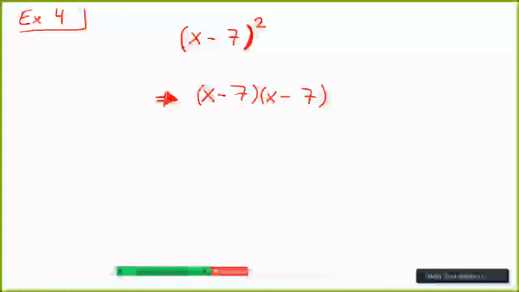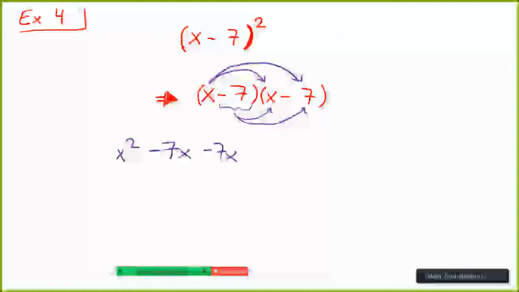So one step at a time. X times x, that's x to the second power. X times negative 7, that'll be negative 7x. Now we're done with that first round of multiplying, but we've got to deal with the negative 7 in that first parentheses. Now it's going to be multiplied to everything on the right. So we have negative 7x again, and then negative 7 times negative 7. Negative times a negative makes positive. 7 times 7 makes 49.